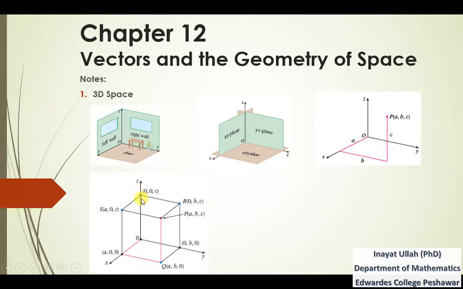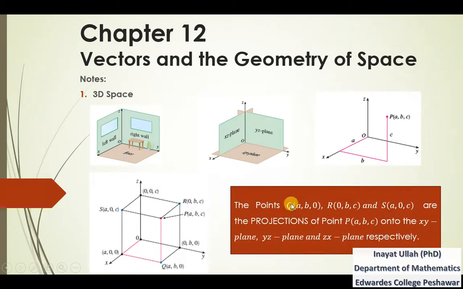Similarly, on the z-axis, x and y are 0 and z is equal to c. So note the points Q, R and S are the projections of point P. These are the projections of this point P onto the XY plane, YZ plane and ZX plane. So that is the whole story about a point in the 3D space.